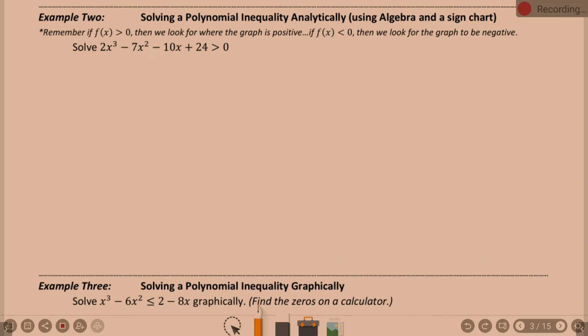In this particular one, we're going to talk about solving more analytically. So this is more of using algebra and a sign chart. This is not so much looking at the graph. When we talk about example 3, we will totally rely on the graph in our calculator. This one, we're going to pop in and look at the graph a little bit, but not so much here. Okay?